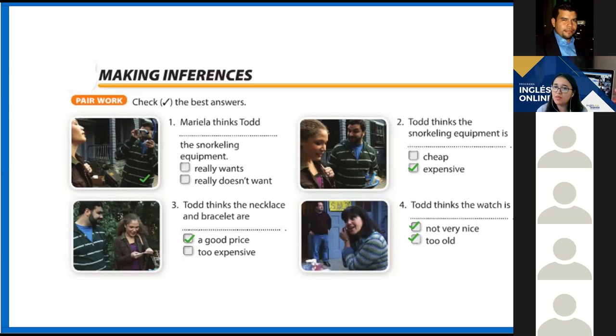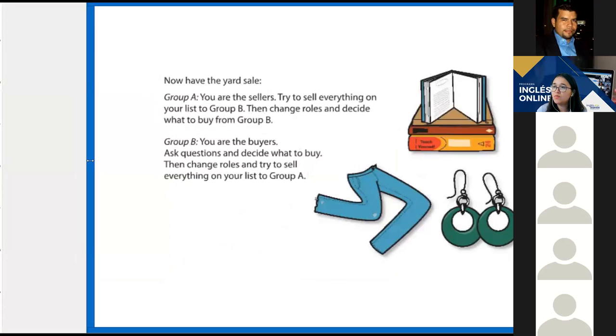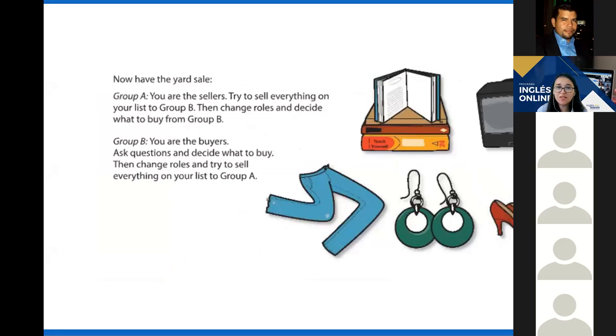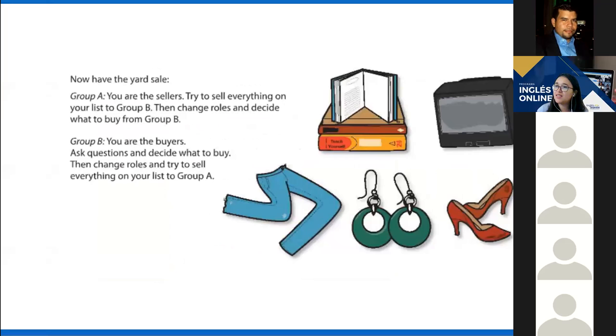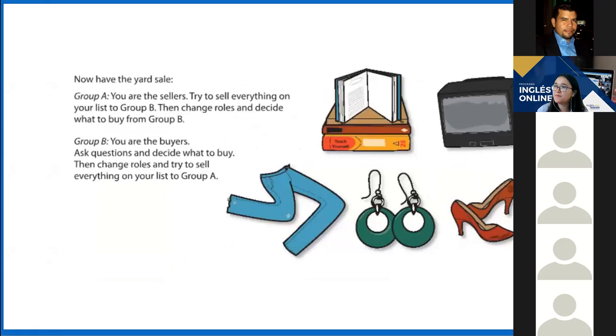That was part of the video. And now it's time for you to speak, right? So we're going to form two groups. And we're going to see the group that performs better in this activity. So group one, it says you are the sellers. Try to sell everything on your list. We are not going to change roles. You are going to be the sellers. Then group B is going to be the buyers, los que compran. So you have to ask questions and decide what to buy, okay?